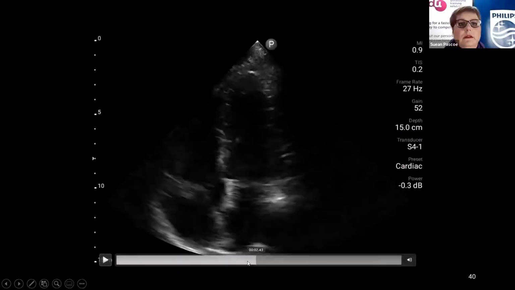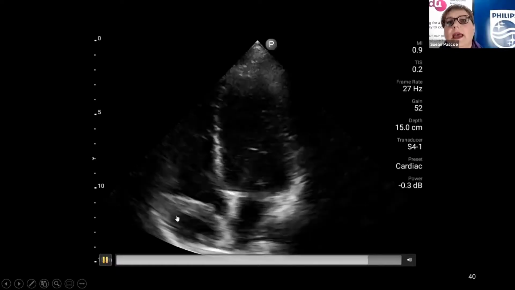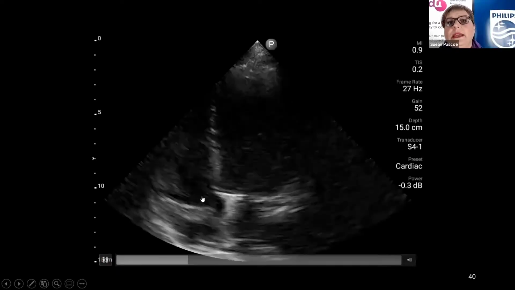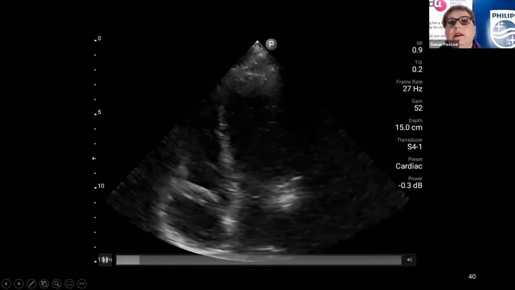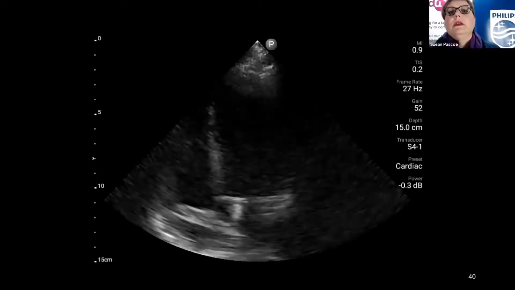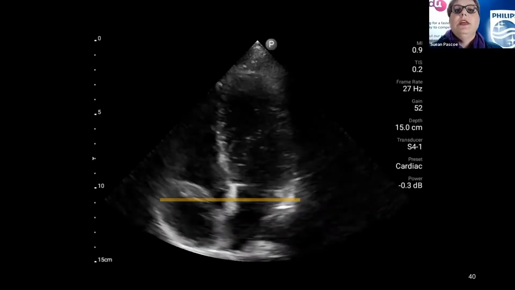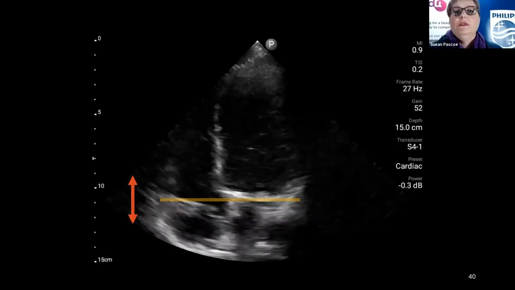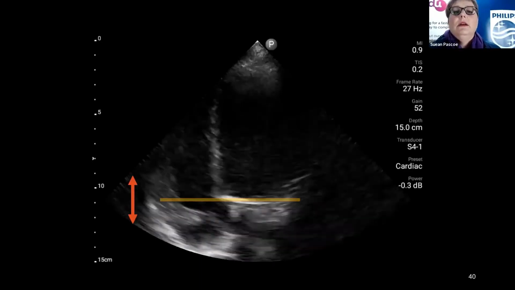So if you look at this normal heart and look at what's happening here, where the valves are sitting, you can see that they're moving up and down quite vigorously. So we're looking at this line here and watching how much that tricuspid annulus moves up and down to tell us whether that heart is still beating well.